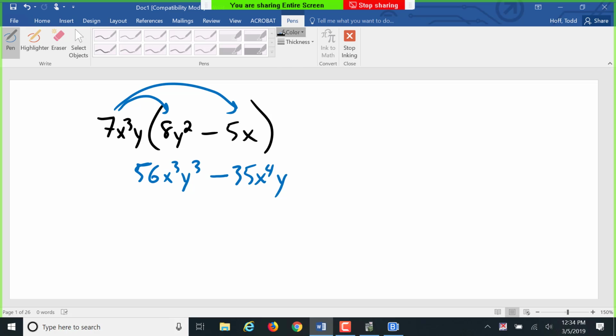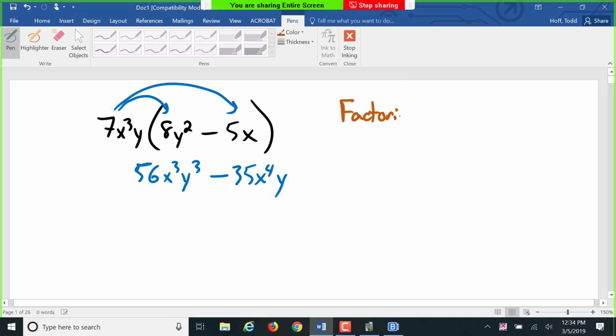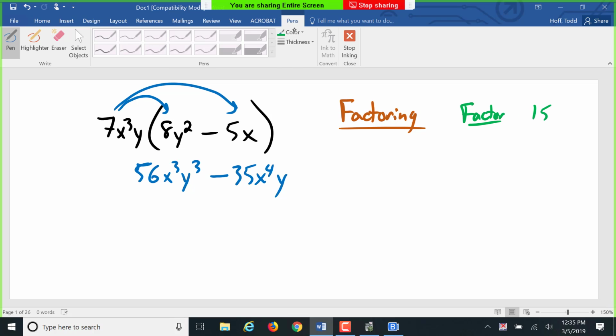So what we want to do today is we want to look at reversing that process. We want to look at something called factoring. And for factoring, we're going to break it down into smaller components that would multiply up to make it. If you recall from numbers, if I asked you to factor 15, what you did was you broke it down into 3 times 5.